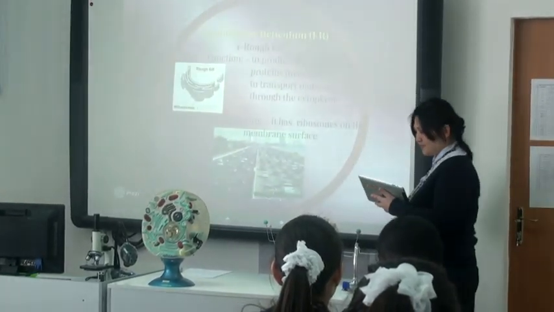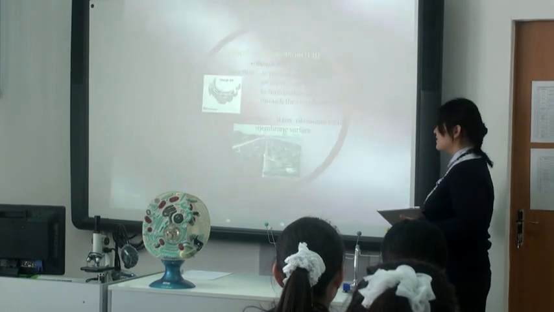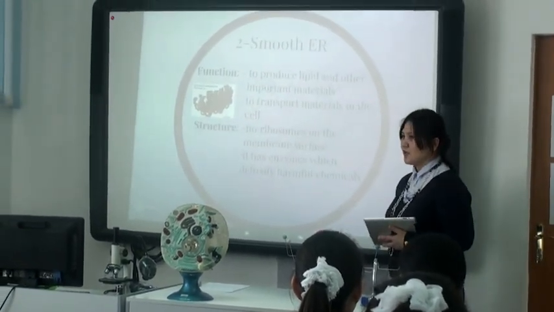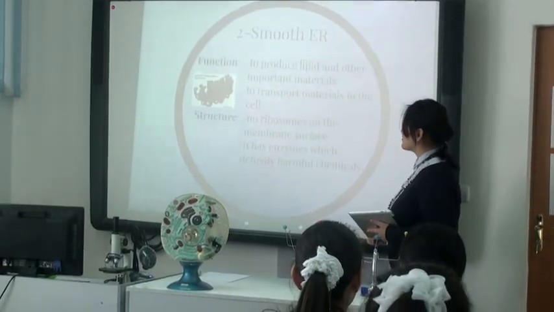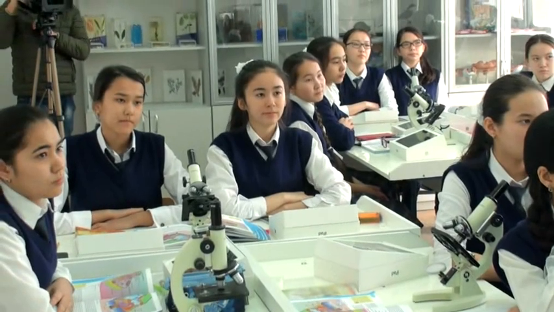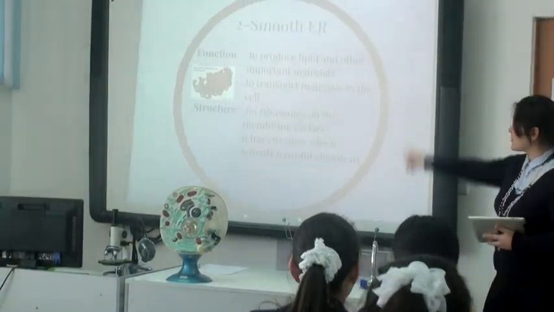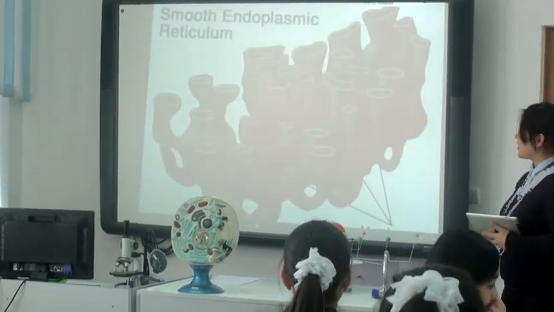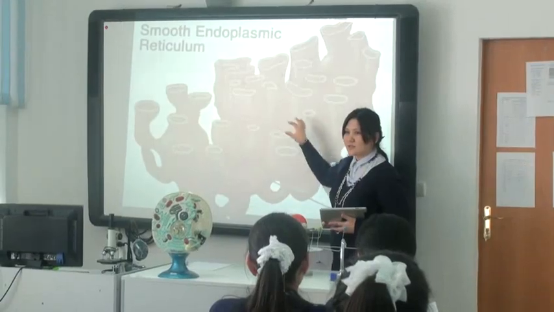Now, the second type of endoplasmic reticulum is smooth endoplasmic reticulum. The function is to produce lipid and other important materials. Okay, from this picture, by comparing the rough and smooth, you cannot see here black dots.